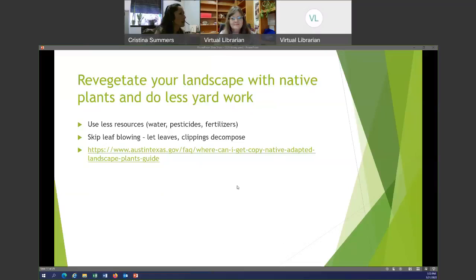There's a link here to what I think is a searchable guide, and there's also a pamphlet of specific types of plants: perennials, trees, shrubs, grasses and so on that you can landscape with for natives. Natives use fewer resources. For water, they just rely on rainfall. In years that we have bad droughts, you probably want to give them some water so they don't die.